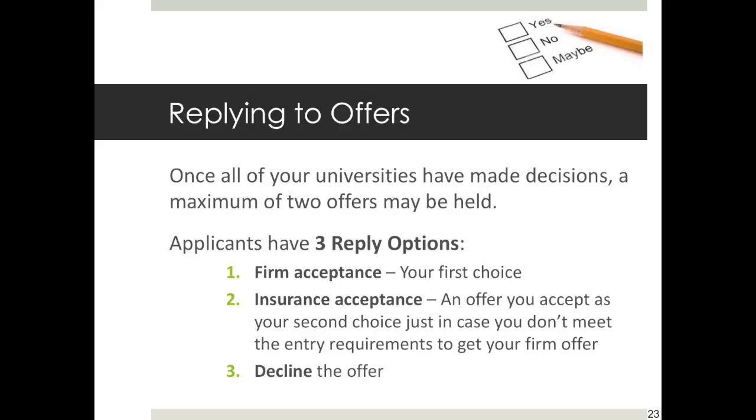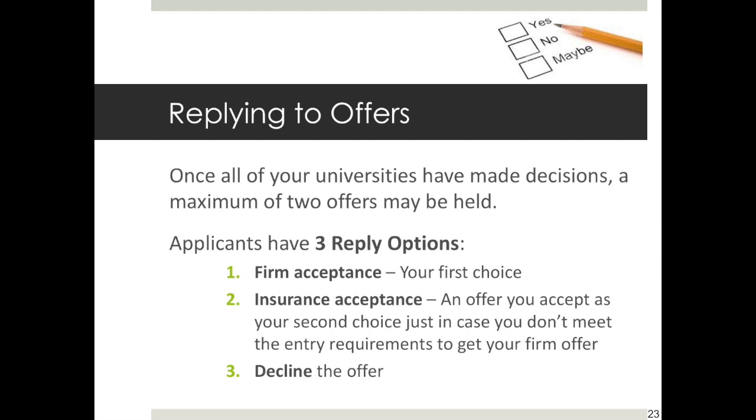Replying to offers. Once all of your universities have made a decision, a maximum of 2 offers may be held. So you have 3 options when you get offers. Your firm acceptance is your first choice. Your insurance acceptance is an offer you accept as your second choice, just in case you don't meet the entry requirements from your firm offer.